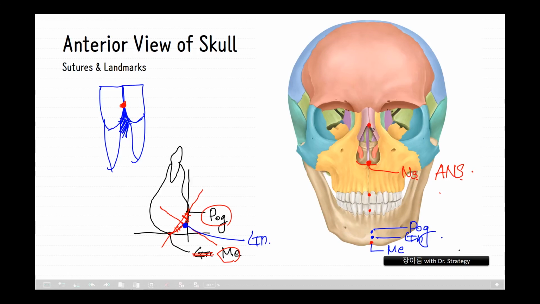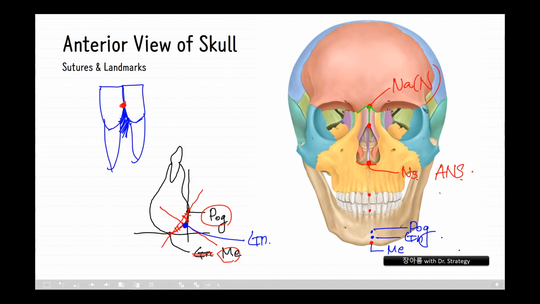The next is the most important point among the points viewed on the anterior view of the skull, the nasion. Nasion is here. The most anterior point on the frontonasal suture. This is a frontonasal suture, and the most anterior point is here, and usually it marks the midpoint at the intersection of the frontonasal suture with the internasal suture. Internasal suture is here. So this is the nasion, and we write the nasion as NA or N.